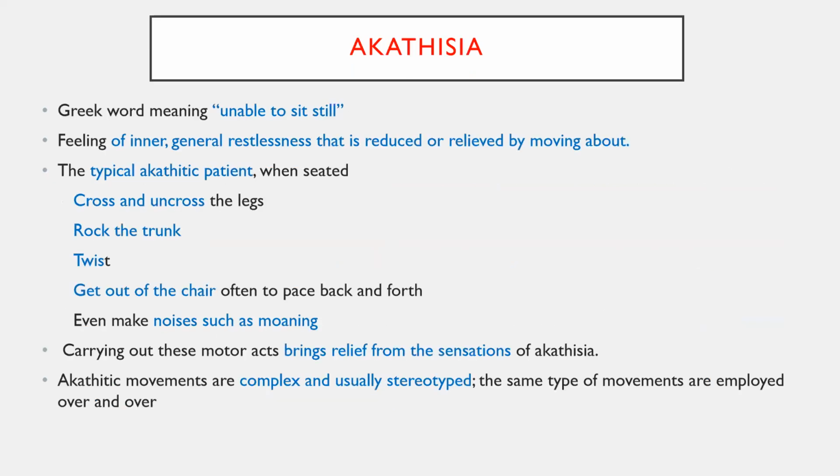Next one is akathisia. The literal meaning is unable to sit still. The patient will have a feeling of inner restlessness that is reduced or relieved by moving about. When they sit, they will cross the legs, uncross the legs, with rocking movements of the trunk and twisting movements of the limbs, and sometimes they get up from the chair and walk. Sometimes they even make noises like moaning. Carrying out this motor activity brings the patient relief, so the patient keeps doing these abnormal movements. Sometimes these movements are also stereotyped, and repeated movements occur.